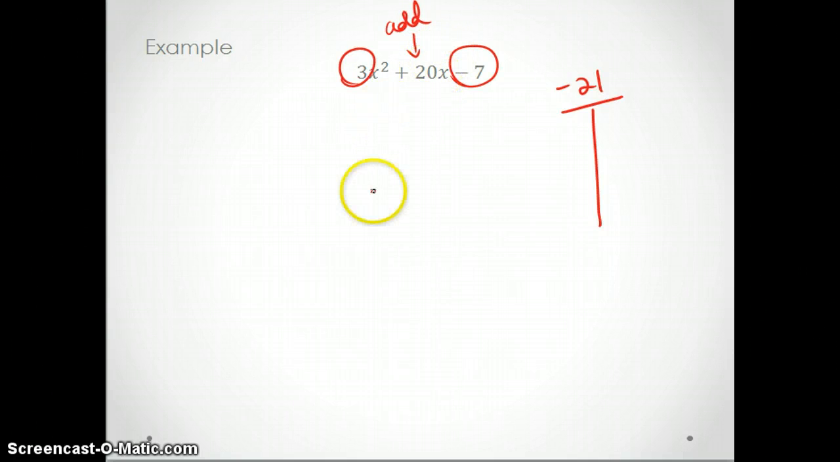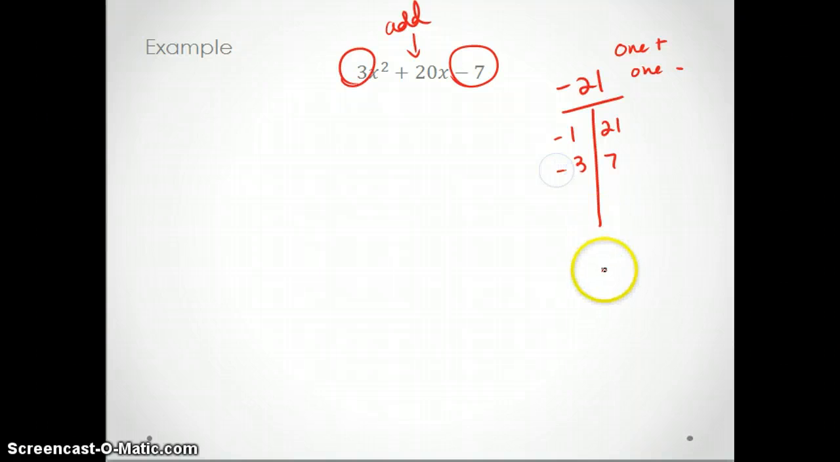Since it's a negative 21, we know that one is going to be positive and one is going to be negative, because a positive times a negative gives you a negative number, and that's the only way we can get a negative number. So let's start listing the factors of 21. We've got 1 and 21, 3 and 7. And if we know one is going to be positive and one is negative, let's start with negative 1 and 21 and negative 3 and 7. And then the other numbers could have the minus sign. So we could have negative 7 and 3 and negative 21 and positive 1.